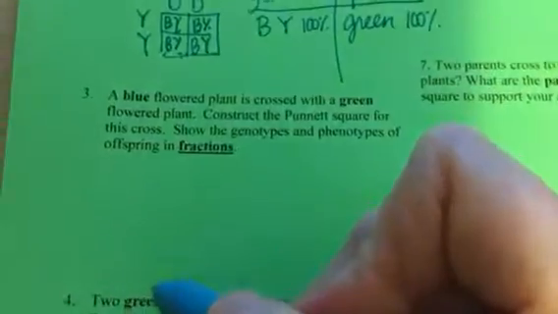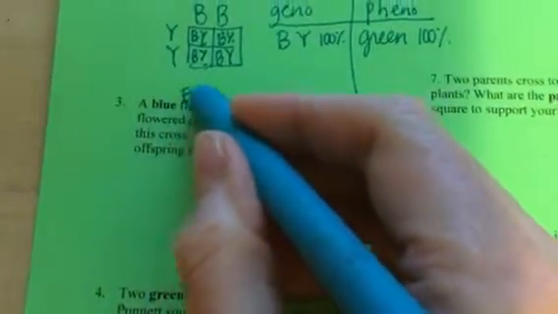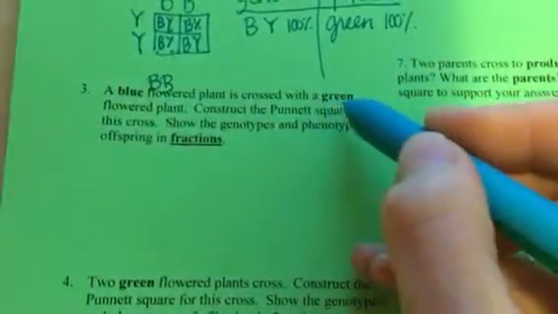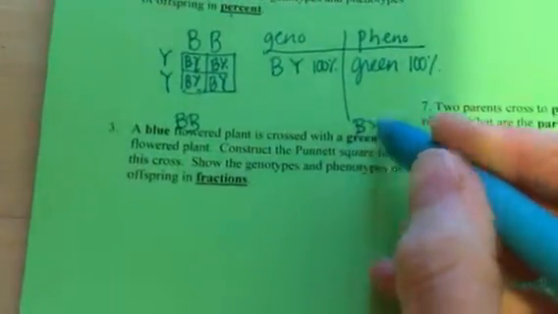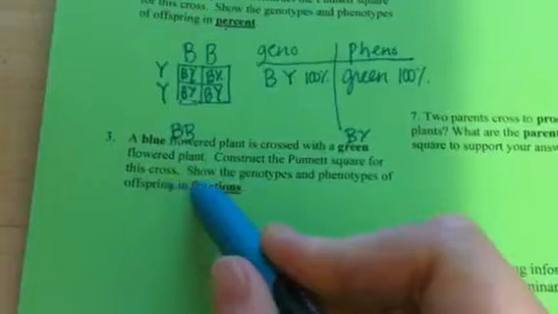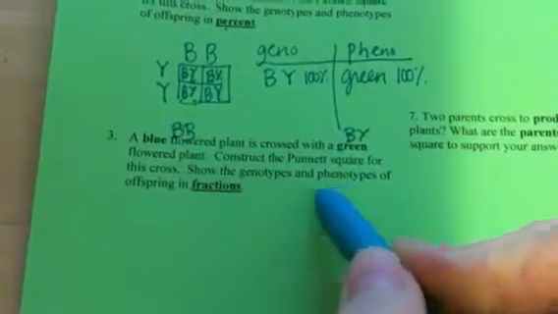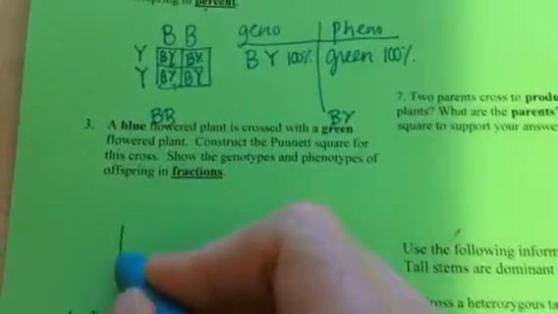Take a look at number 3. A blue flowered plant is crossed with a green flowered plant. So blue we know is, okay, and what's green? We already know because we did it up here. It's a combination of blue and yellow in this case. Construct the Punnett square for this cross. Show the genotypes and phenotypes of the offspring and fraction. So we're going to have to do the same chart here. So you do a Punnett square.